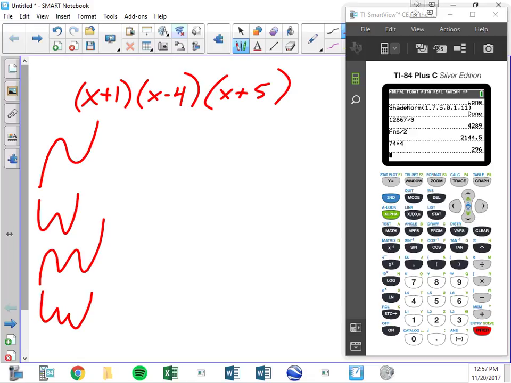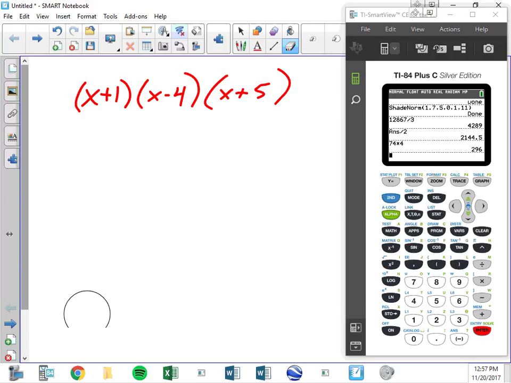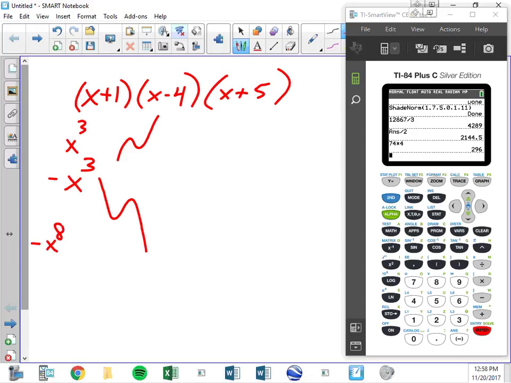Now, what's the difference between x to the third and negative x to the third? An x to the third looks like this. It starts negative and ends positive. And the other one starts positive and ends negative. What would a negative x to the eighth look like? It's an upside down W, a double W, something like this. Right?